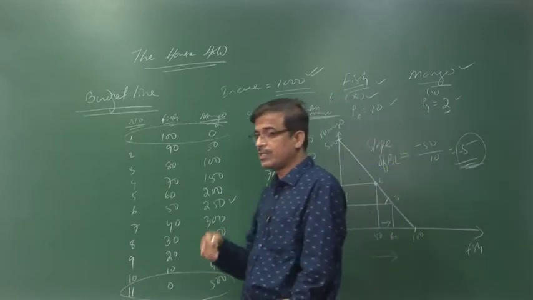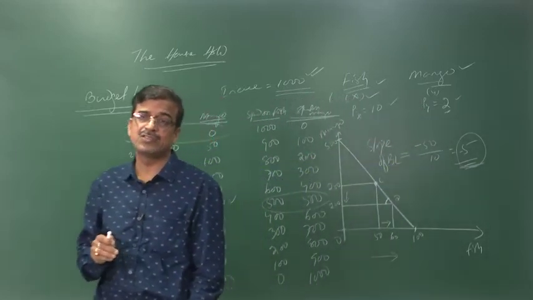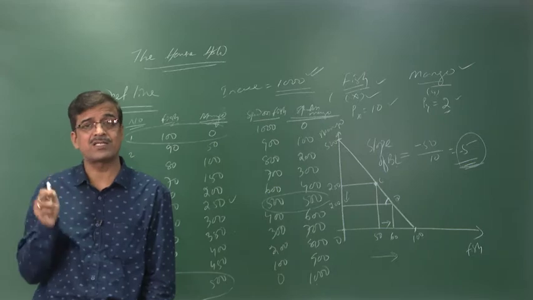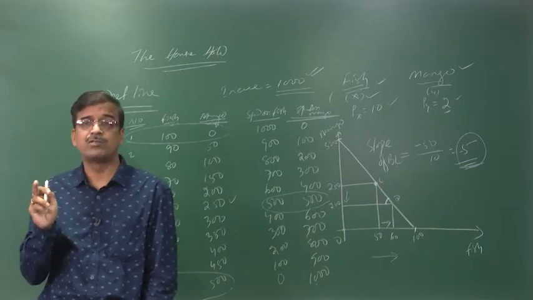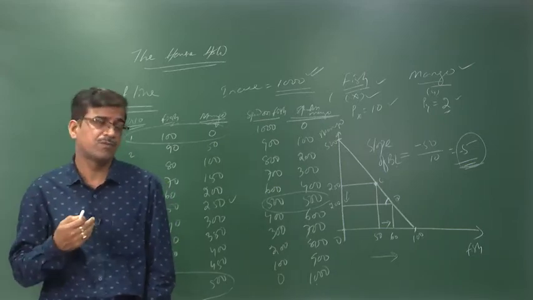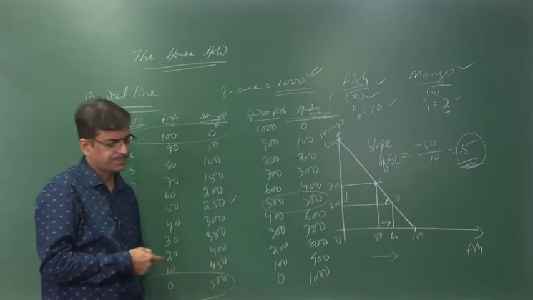So, what do we find here? The slope of the price line is 5. That means you will sacrifice 5 units of mango if you need to purchase 1 extra unit of fish.